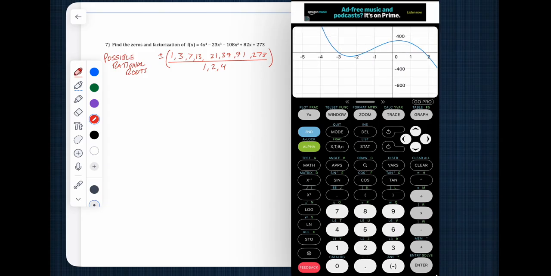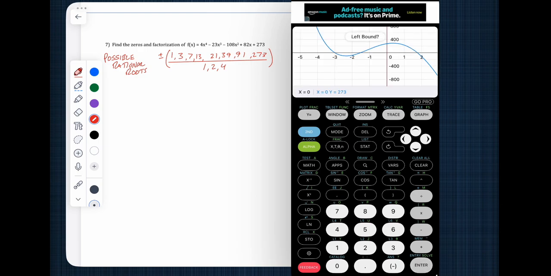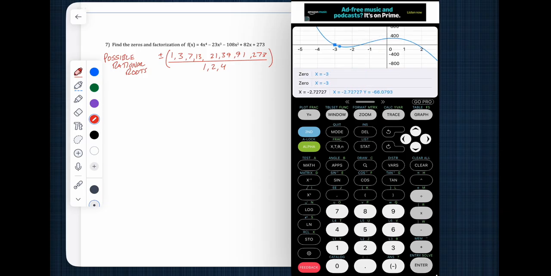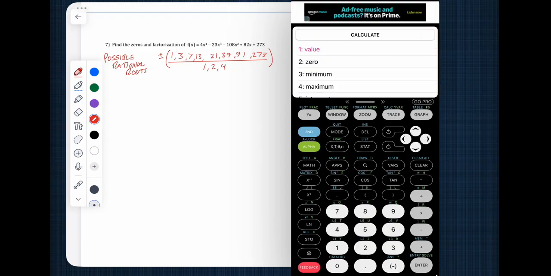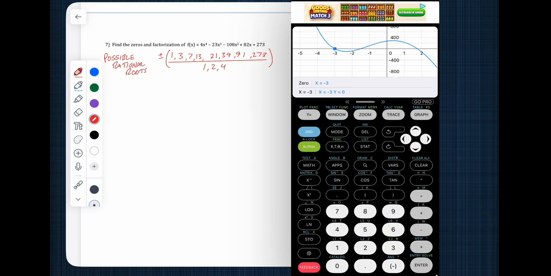Okay. So now, there's two ways to do it. You can go second calculate zero, which is not the way I would do it. I would go left, and then go right, and it says the zero's at negative 3. But there's a better way. You can just go second calculate, you say I think it's negative 3, second calculate value negative 3, and just see if it comes out to be 0.